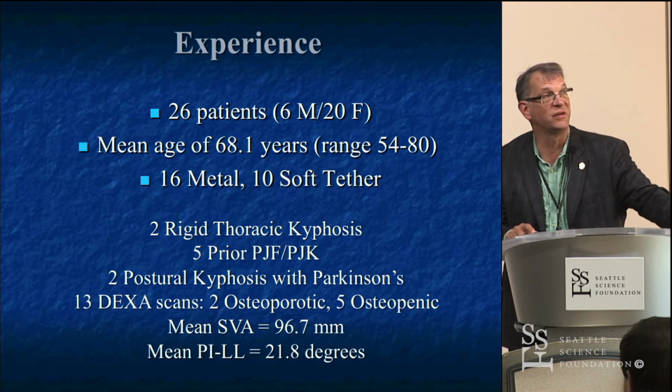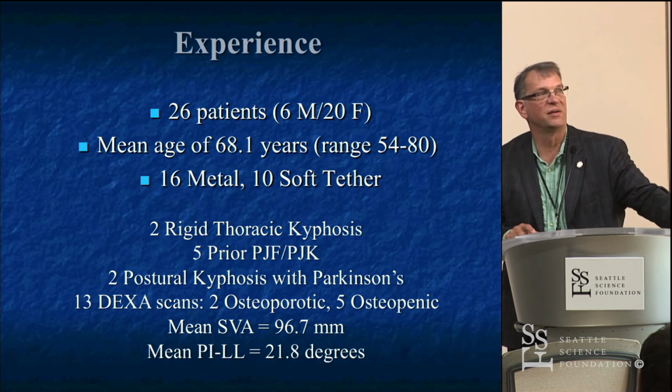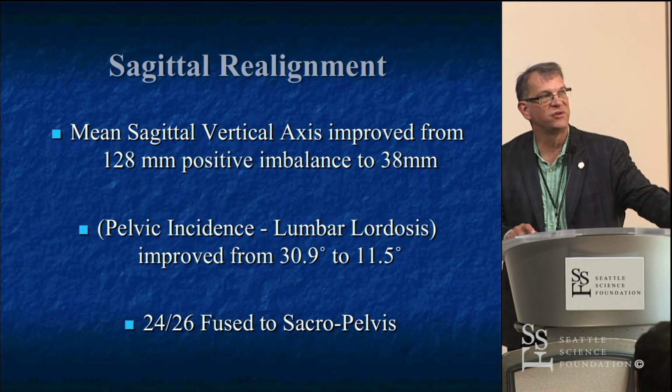So our experience with the rib fixation at the time that I put this together was about 26 patients, mean age of 68, 16 with metal implants and 10 with a softer tether. Again, these are a high-risk patient population. This is not a randomized, it's not even a consecutive study, but it's all patients that had a significant sagittal correction, older population, number with low bone density based on DEXA scans, and 2 of them actually with Parkinson's disease. And so you can see, again, large correction of SVA, large correction of pelvic incidence to lumbar lordosis, and all but 2 of these patients fused to the sacropelvis.